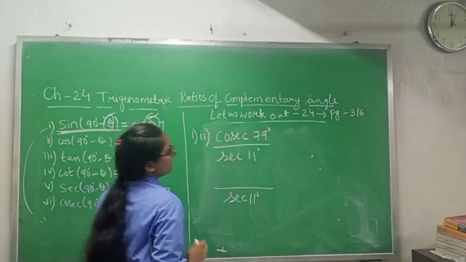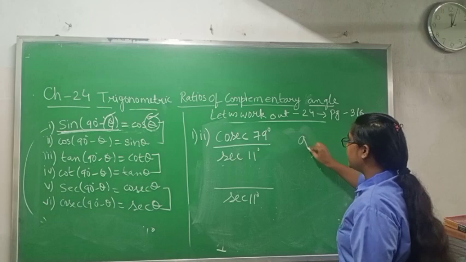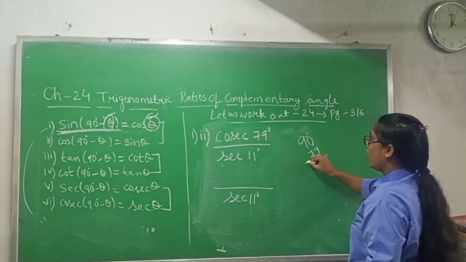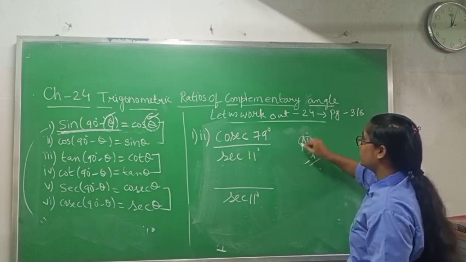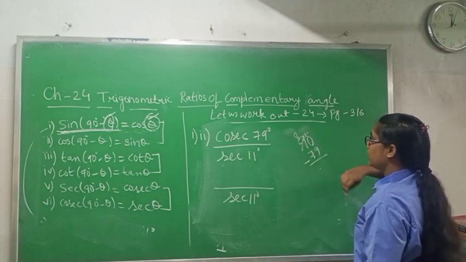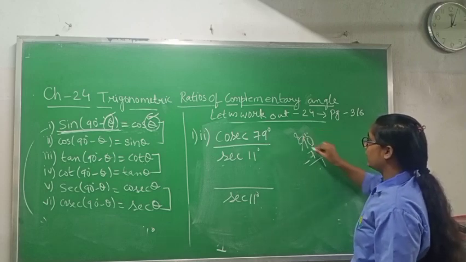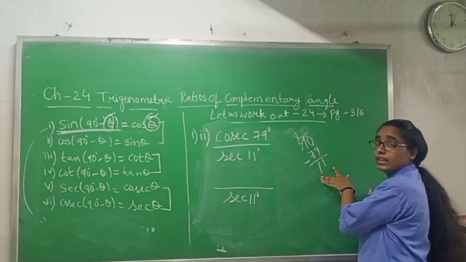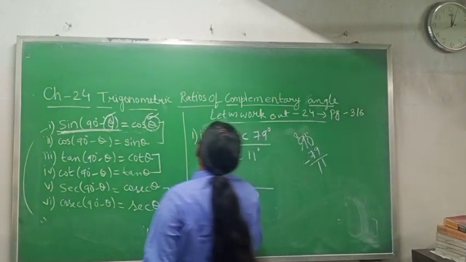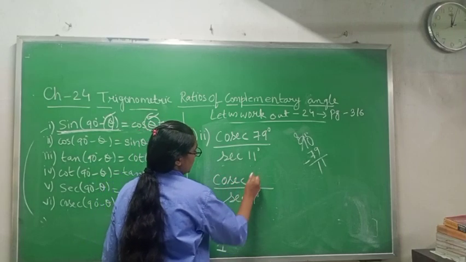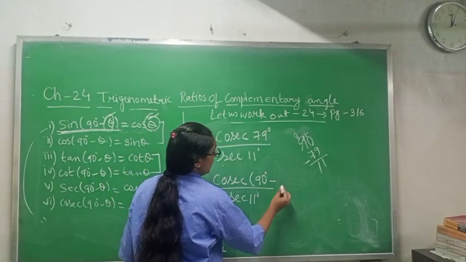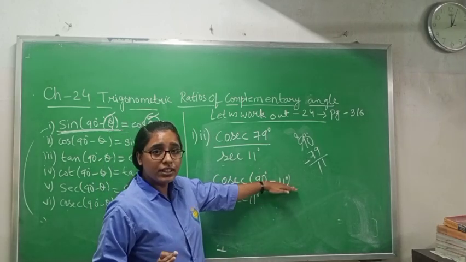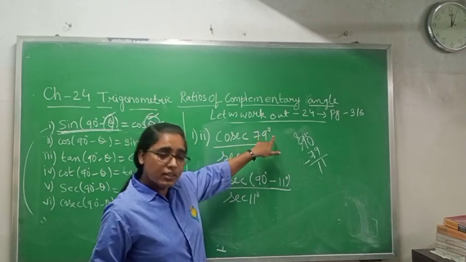So what I am doing, I am keeping sec 11° as it is and I am converting this one. In this place I will write 90° and subtract 79 from it. So how much am I getting? 0 minus 9 is not possible, we have to borrow 1. It becomes 8. 10 minus 9 is 1, 8 minus 7 is 1. So after subtracting 79 from 90, I am getting 11°. It means first we will write cosec, then 90°, then 11°, because when we subtract 11° from 90, again we get 79°.